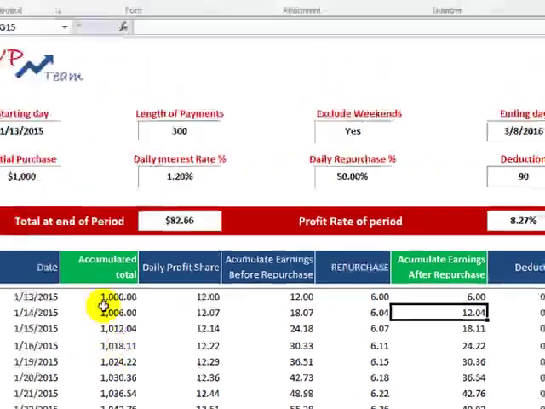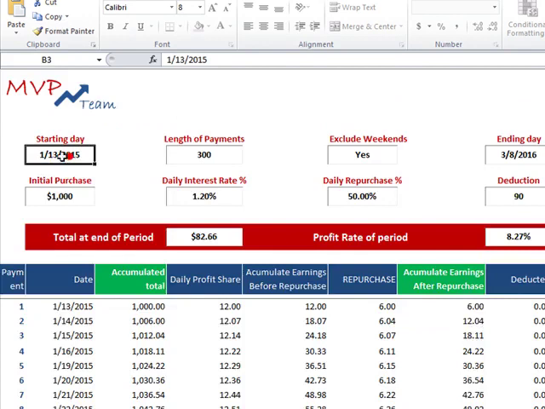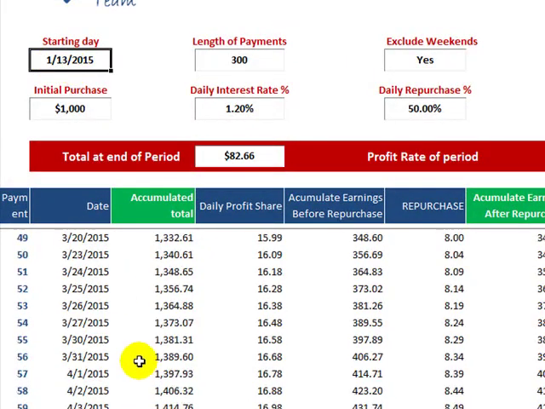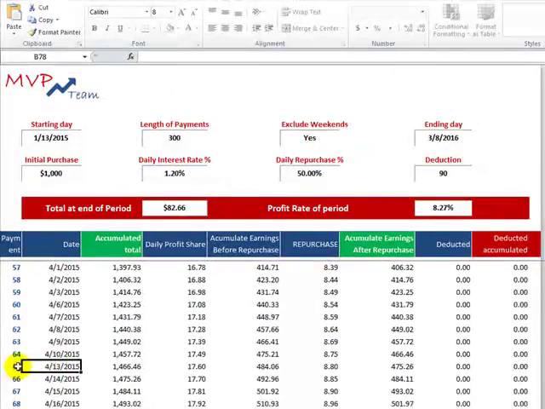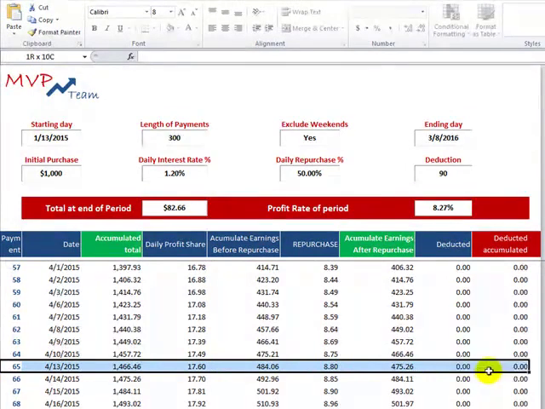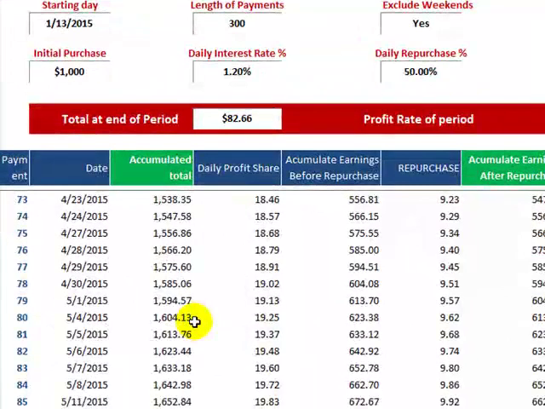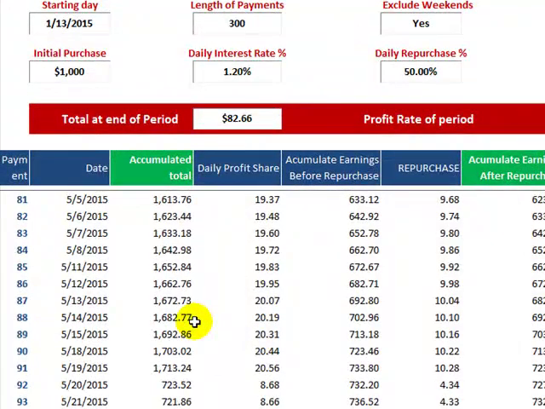So what happened after 3 months? 3 months would be April 13. Let's go to April 13, right here, which is payment 65. After 3 months, you have cashed out, or transferred, $475, and your account has grown to $1,466. What happened around the 90th payment, which is 4 months?